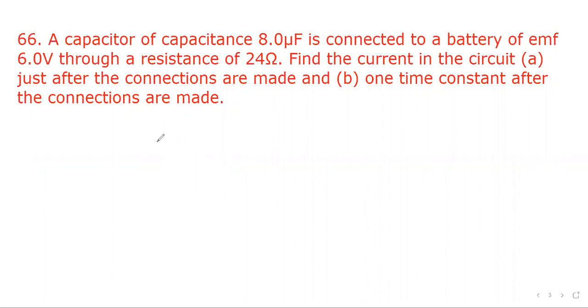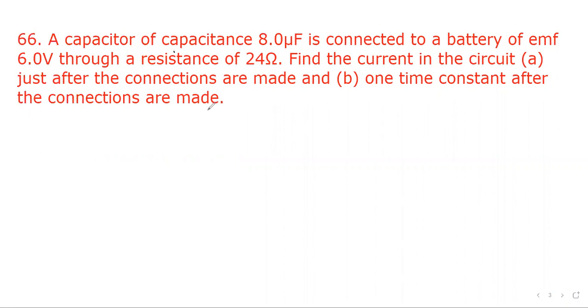Question number 66. Here, a capacitor of capacitance 8 microfarad is connected to a battery of emf 6 volt through a resistance of 24 ohm. Find the current in the circuit just after the connection is made, and one time constant after the connection is made.